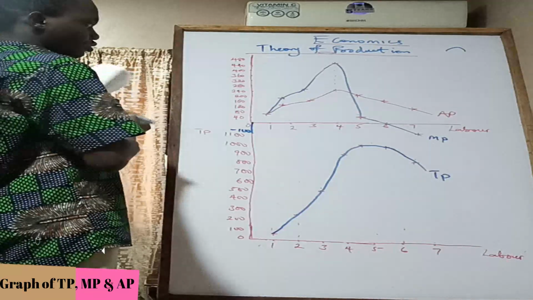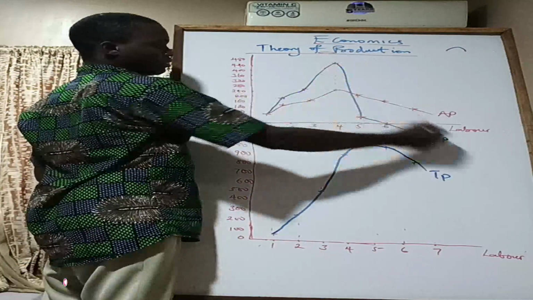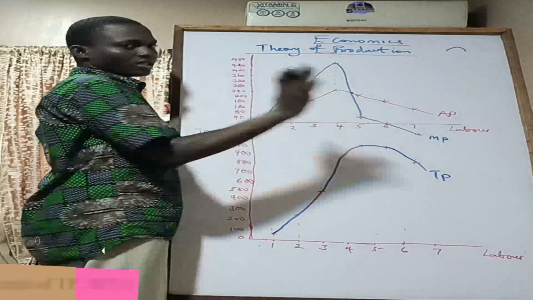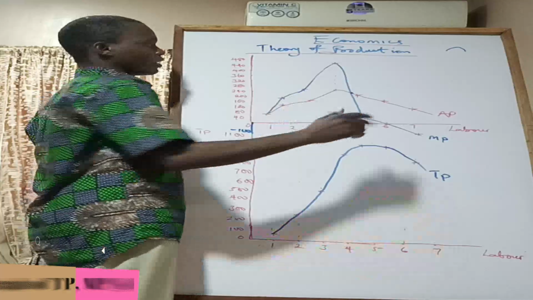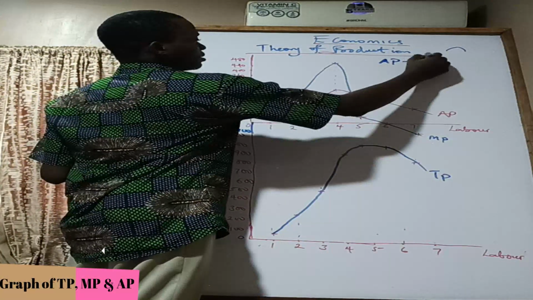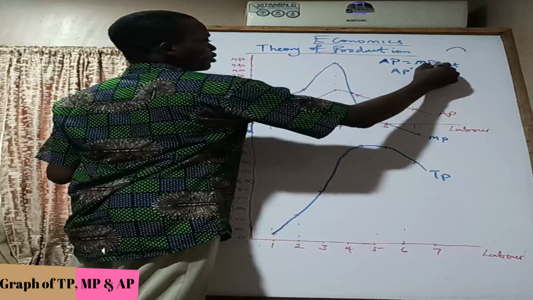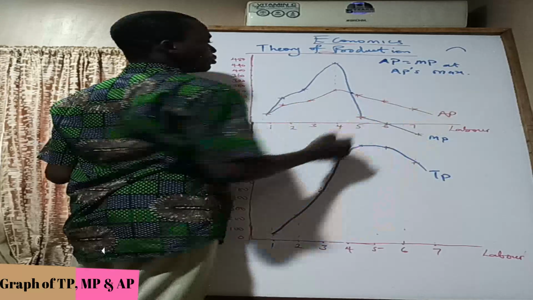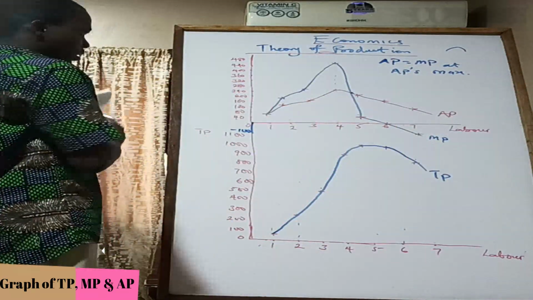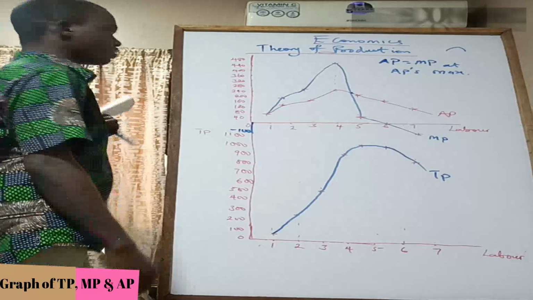What I really want us to see is that, under normal circumstances, MP is supposed to touch AP at AP's maximum. So this graph is a little bit problematic, I hope you get that. AP is equal to MP at AP's maximum point. I just want us to know that. And like I said, this one is not drawn to scale. I tried, but some things are just the way they are.